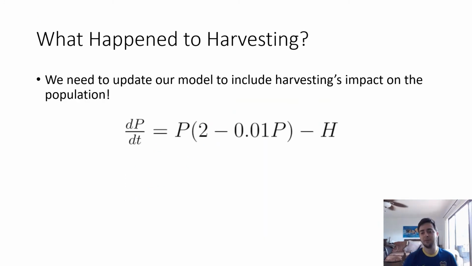Now, a very important thing I just mentioned is that we have no harvesting in our current model. And so we need to consider that, because however many fish we take out of the population could impact the ability of the population to grow and recover.